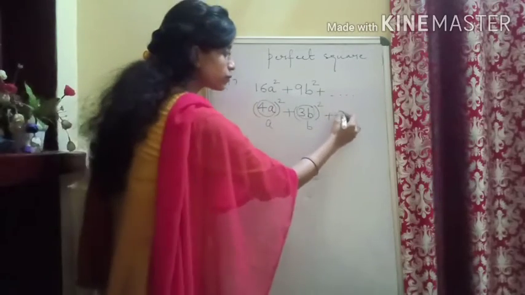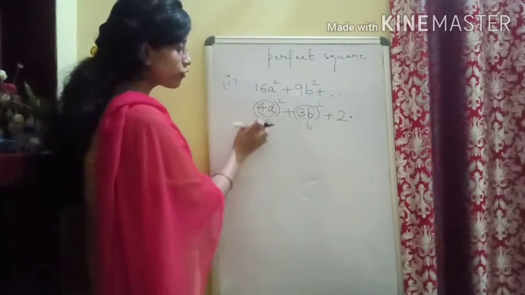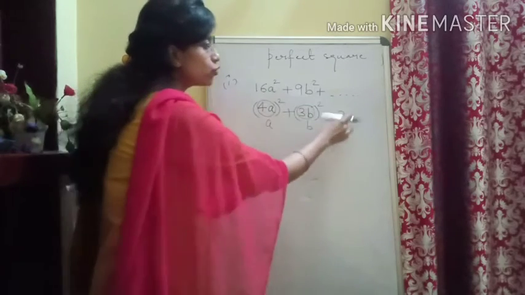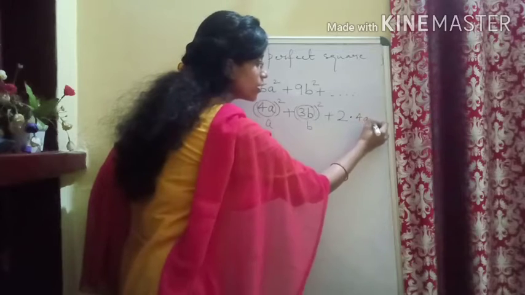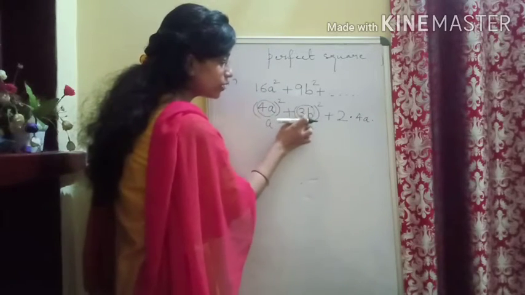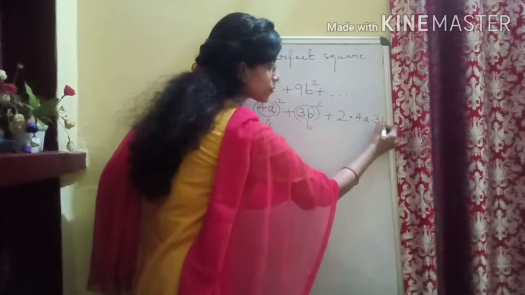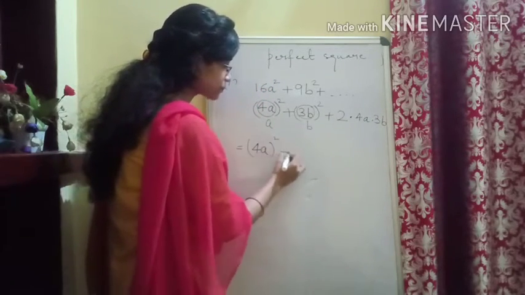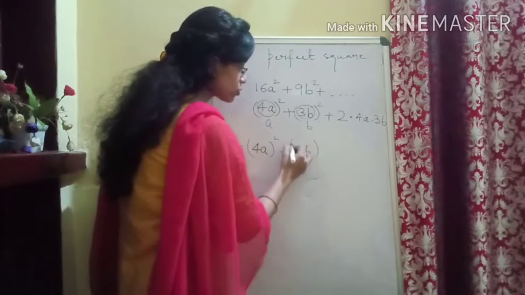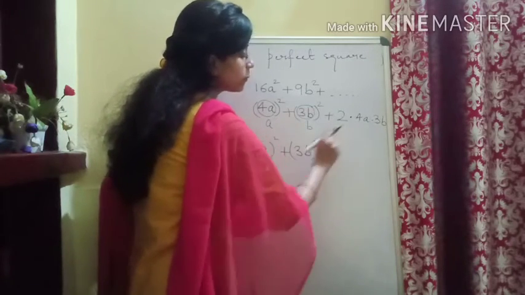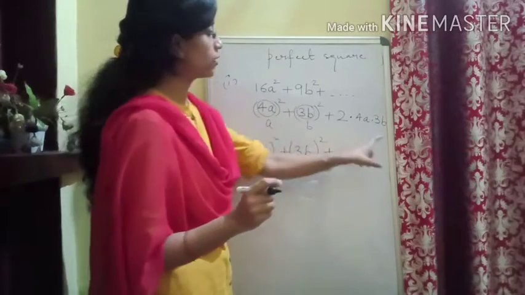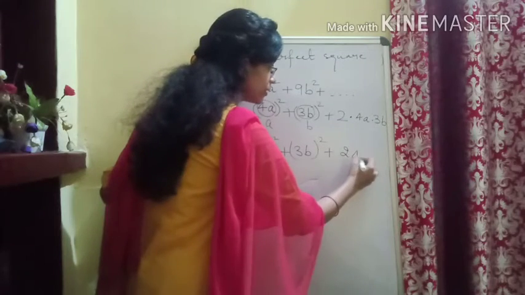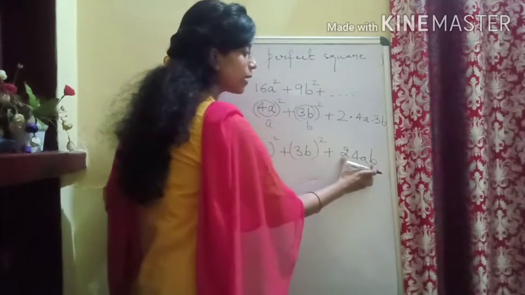So 2 into a, what is at the place of a? It is 4a given, not 16a square, it is 4a. So 2 into a would be 4a into what is at the place of b? Only 3b. So it will be 3b. Okay. So now you see it will be 4a whole square, plus 3b whole square, plus if you multiply it would be 3 4s are 12, 12 2s are 24 ab. So first thing, what to write in the blank, that is 24ab.